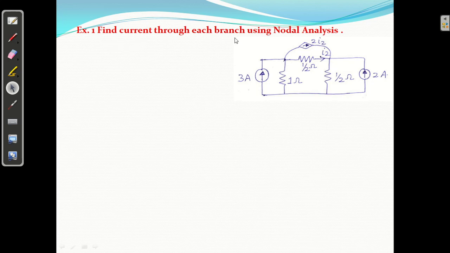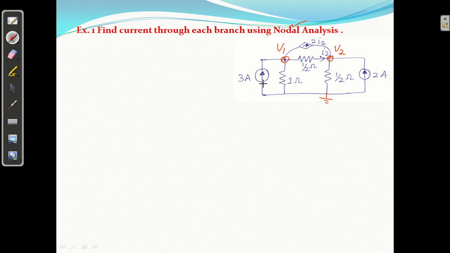Find the current through each branch using nodal analysis, using KCL. So first step is what? Assign the voltage to all nodes. This is a node; I am assigning the voltage V1. This is another node; assign the voltage V2, and the third node I am connecting to ground. Next step, remark the current through each and every branch.